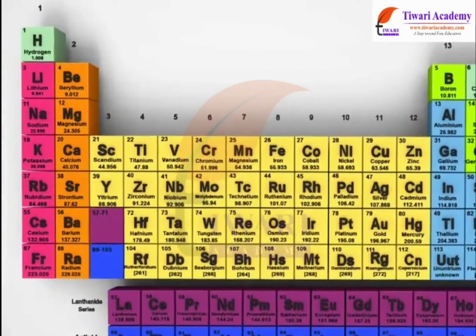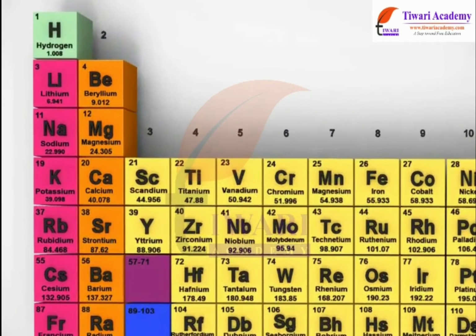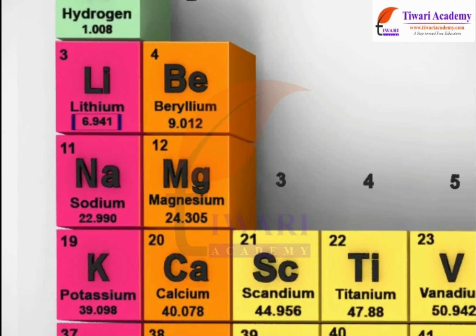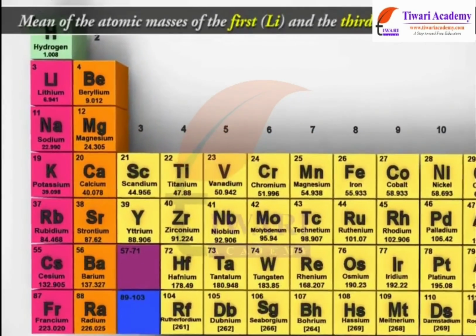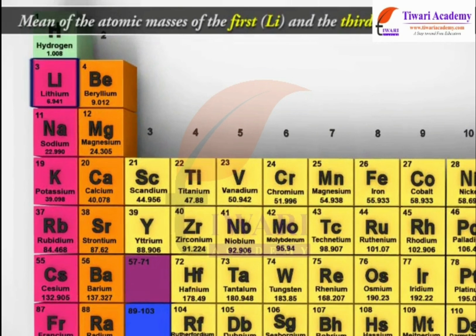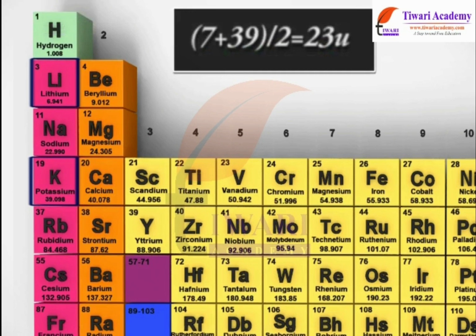For example, take the triad consisting of lithium Li, sodium Na and potassium K with the respective atomic masses 6.9, 23.0 and 39.0. Mean of the atomic masses of the first, Li, and the third, K, elements: (7 + 39) / 2 is equal to 23.